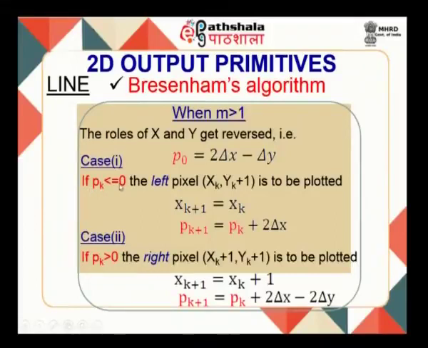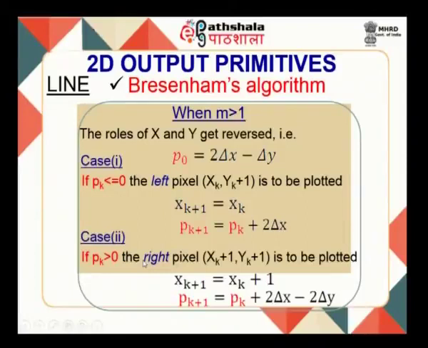If p k is less than 0, for this case m greater than 1, if p k is less than or equal to 0, y will be incremented by 1 unit. So, we do not have to worry about y, it always gets incremented by 1 unit because m is greater than 1, while x is to be decided whether it is x k or x k plus 1. Because the sign is less than or equal to 0, it indicates that the left pixel is closer to the theoretical position. So, that is x k.